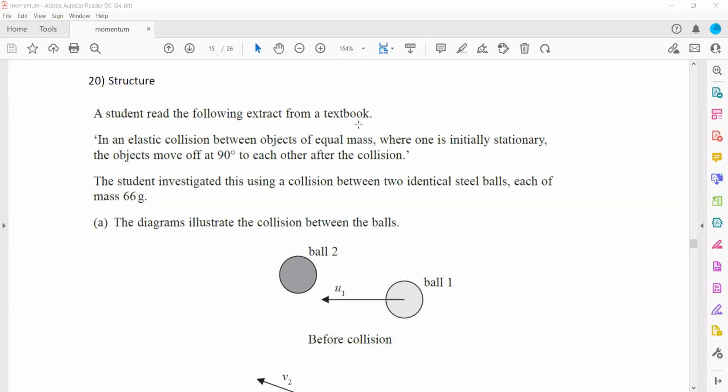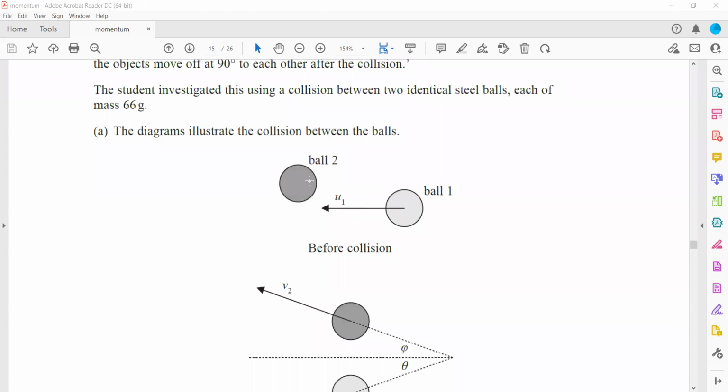So this is another question related to collision and the conservation of momentum. A student read the following extract from the textbook: in an elastic collision between two objects of equal masses, where one is initially stationary, the objects move off at 90 degrees to each other after the collision. The student investigated this using a collision. So if the collision is elastic, and the two objects have equal mass and one of them is stationary, they will travel at 90 degrees to each other after the collision.